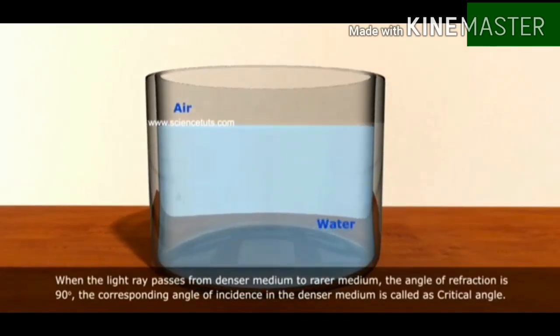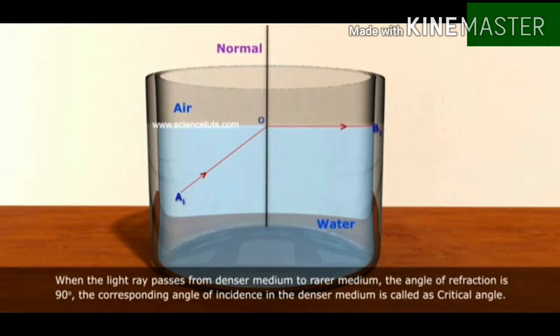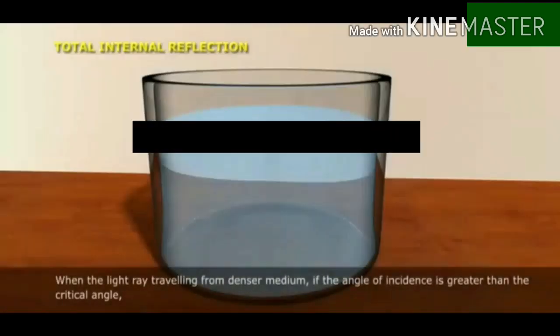When a light ray passes from a denser medium to a rarer medium, the angle of refraction is 90 degrees. The corresponding angle of incidence in the denser medium is called the critical angle.